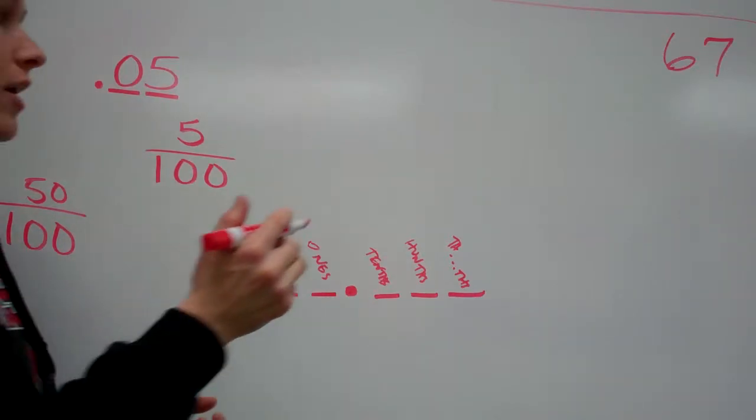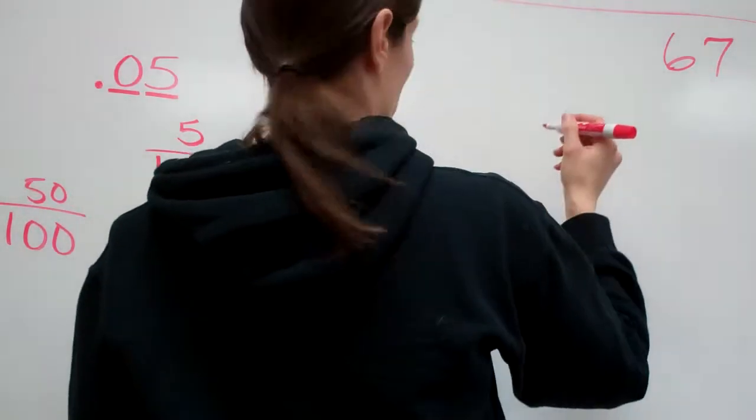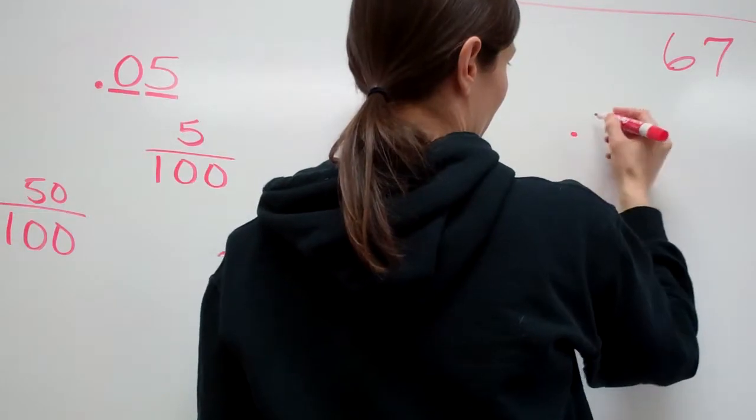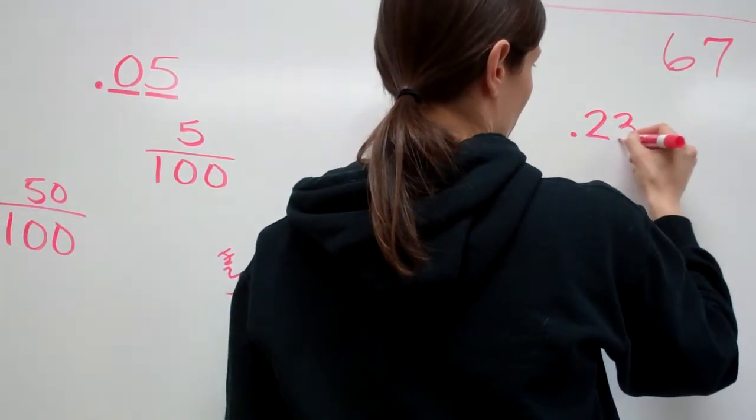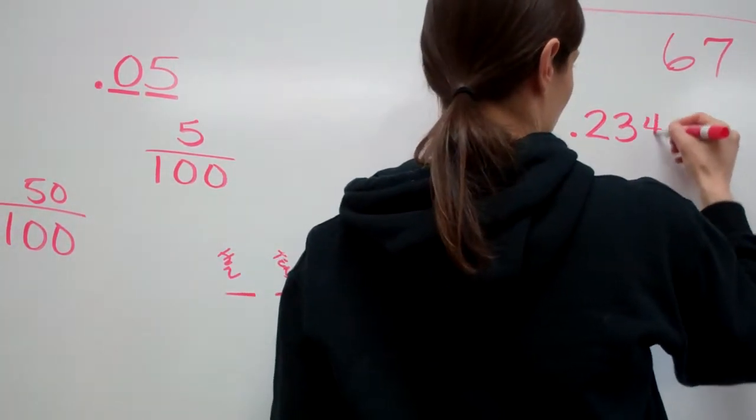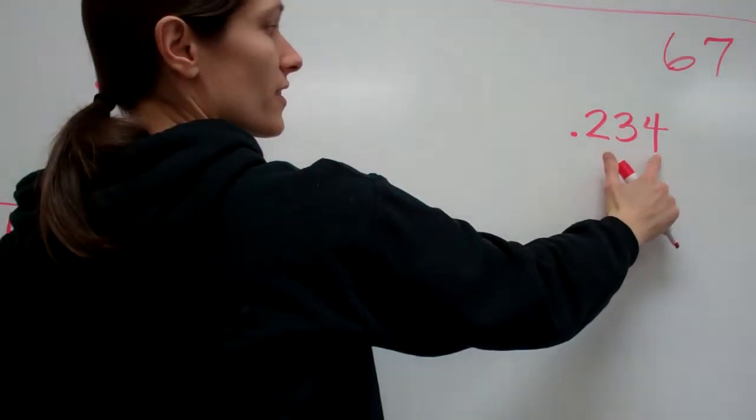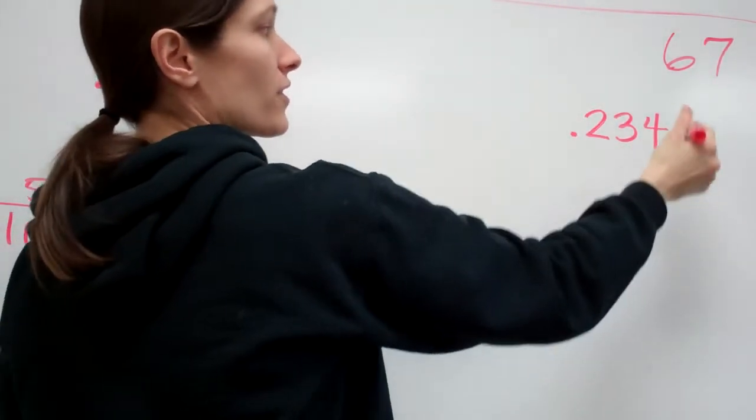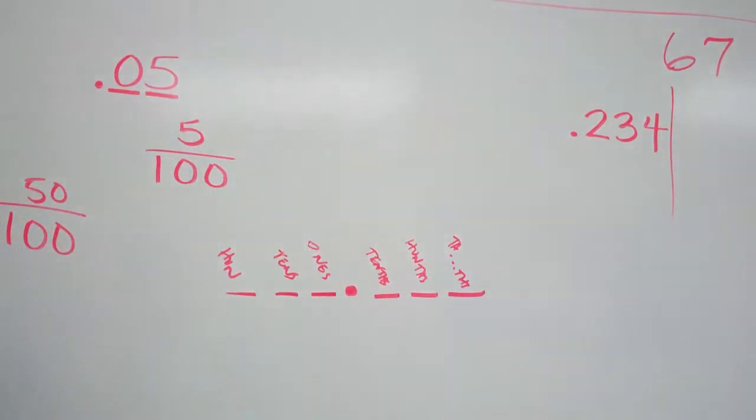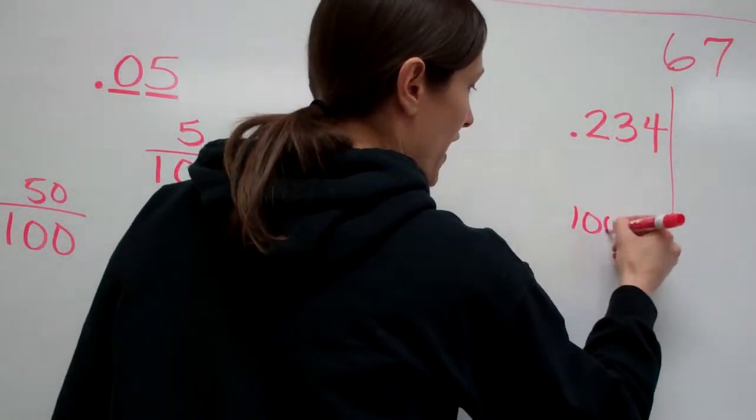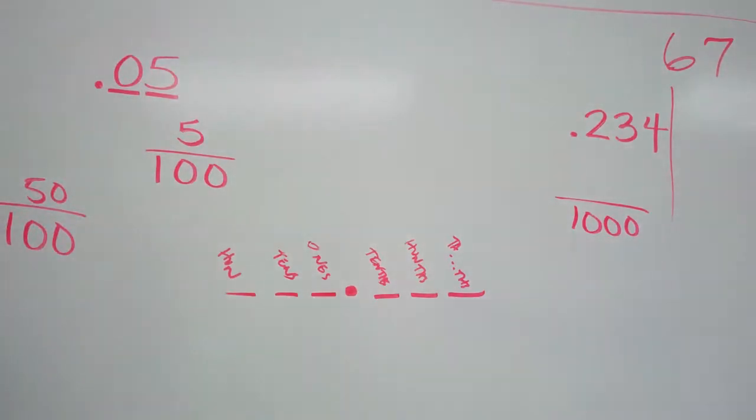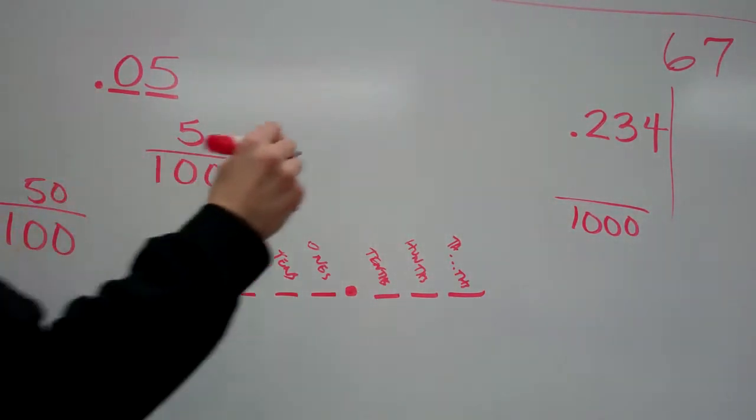Good job. All right. Now, watch this one. Alright, so the 2 is in the tenths, the 3 is in the hundredths, and the 4 is in the thousandths. So where does it stop? It starts at the thousandths. Stops at the 1,000. So you put 1,000 on the bottom. And you put 234 on the top.